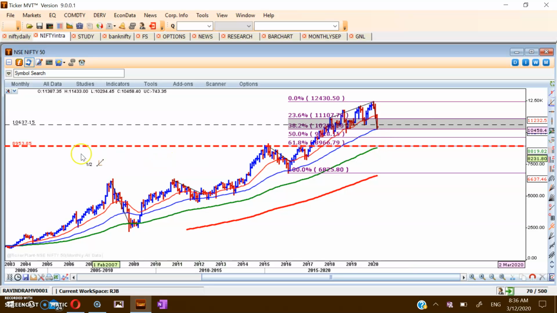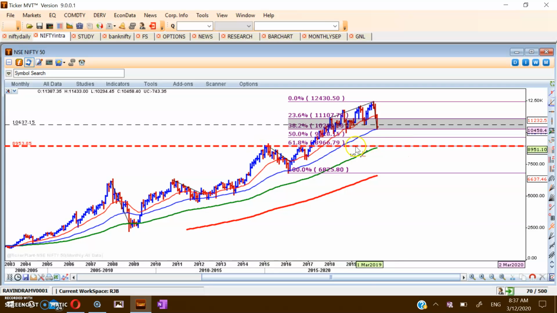Now the exact value at the 100 EMA is 8,950, or rather you can see 8,819. So almost 8,900 is a support level, probably down to 8,800. This 8,950 level is a price accumulation, and the 8,819 level is the 100 EMA on the monthly chart.